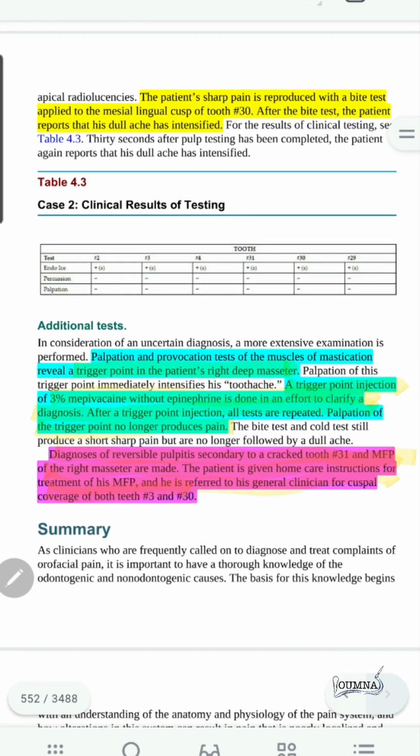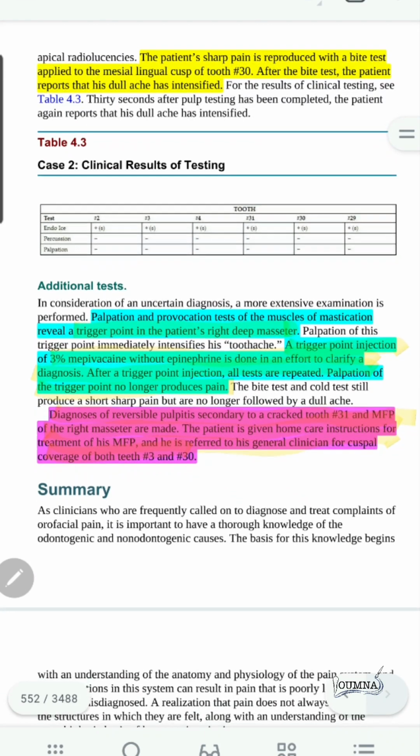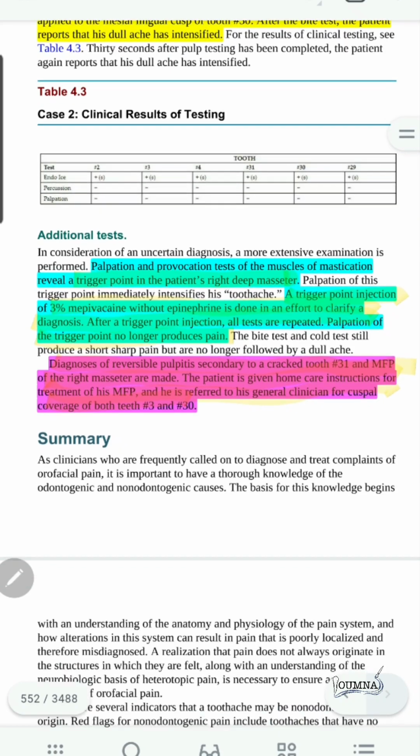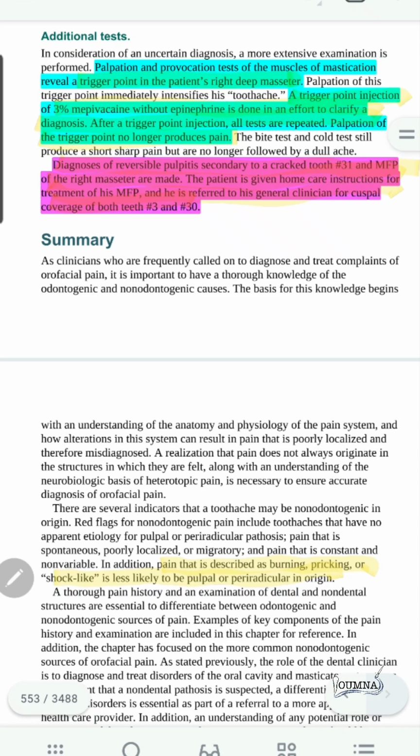The other pain was associated with the muscles of mastication. After palpation of the masseter, we found that the right deep masseter had a trigger point that caused this pain. So the diagnosis was reversible pulpitis secondary to a cracked tooth, and a muscle fiber pain of the right masseter. So the patient is given home care instructions for treatment of his muscle pain, and he is referred for cuspal coverage for the tooth that had a crack.